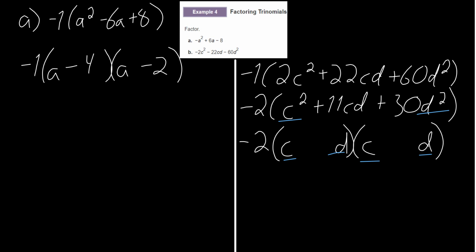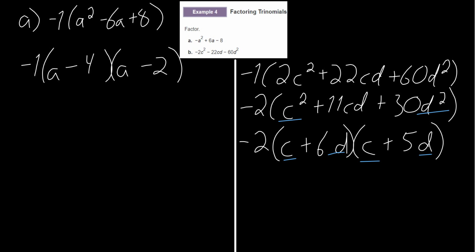Okay, next thing we're going to do is just follow the exact same rules that we did before. So what are my factors of 30 that when I add or subtract them together will give me an 11? Okay, well that's easy. That's going to be a 5 and a 6. So we're going to say plus 6d plus 5d, and we'll be done.